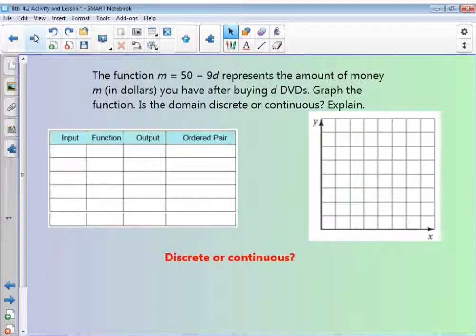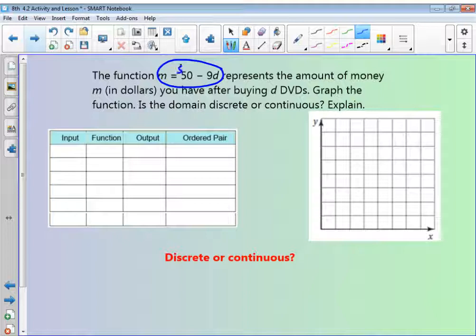So when we look at this function, what I'm getting from this is we could start with $50, and then it looks to me like every CD or DVD is going to cost $9. So if we were to buy 1 DVD, to see how much money we would have left in our wallet or whatever, we would take 9 times 1 is $9. And then 50 minus 9 is going to be $41 left over, okay?